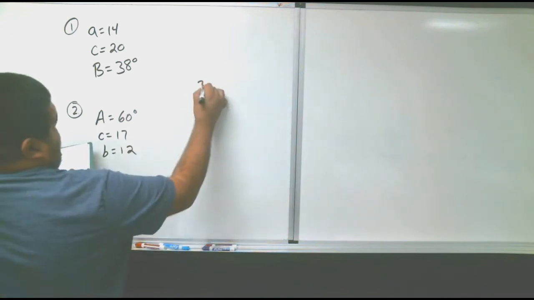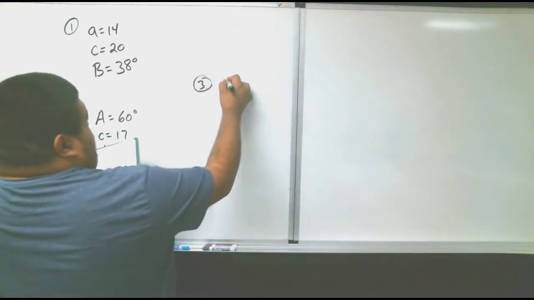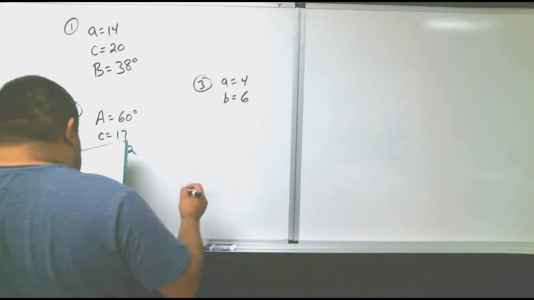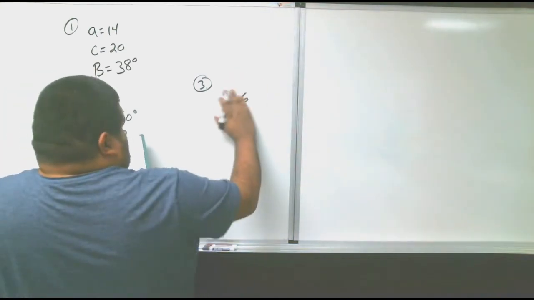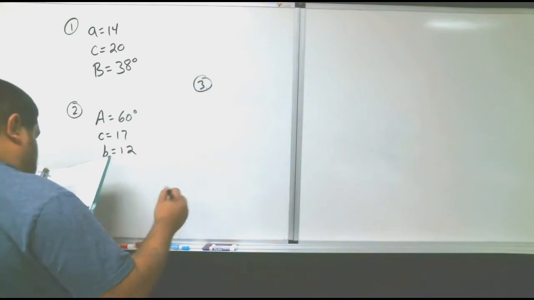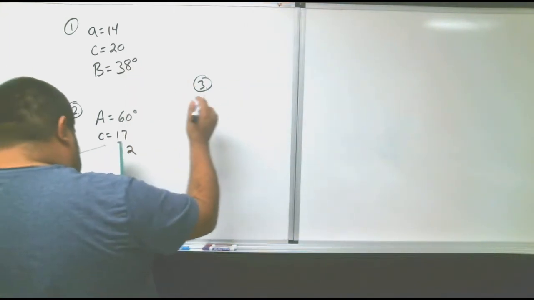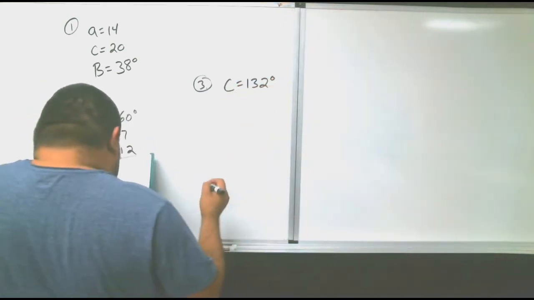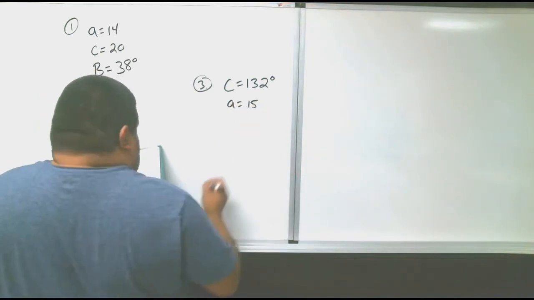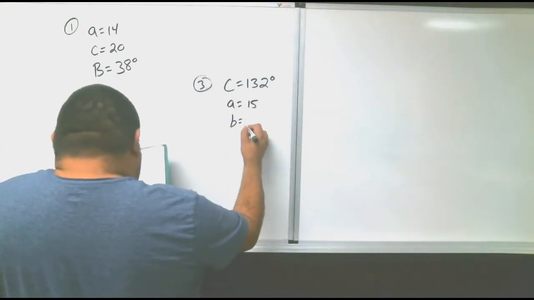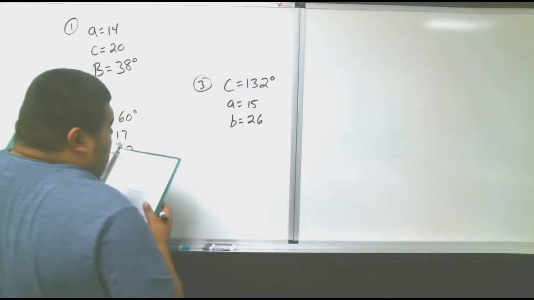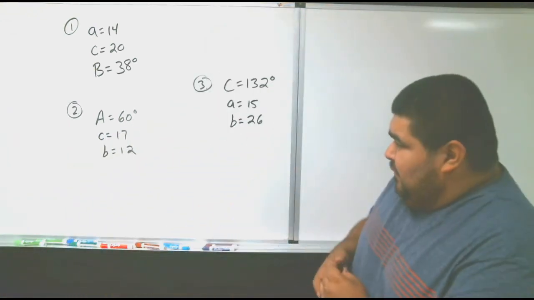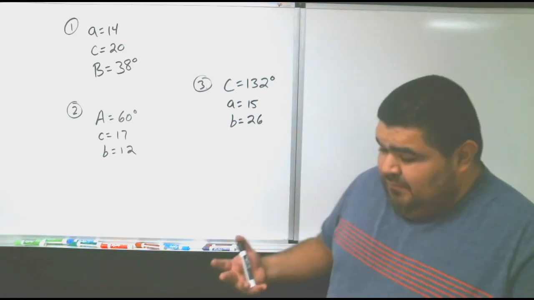And then for the last one, little a is 4, little b is 6. Let's change that one because it gives you all three sides and you would have to find the angles. Number three: C equals 132 degrees, A is 15, and B is 26. So again, I give you one of each. All you have to do is tell me which one's which, and solve for whatever side you're missing.